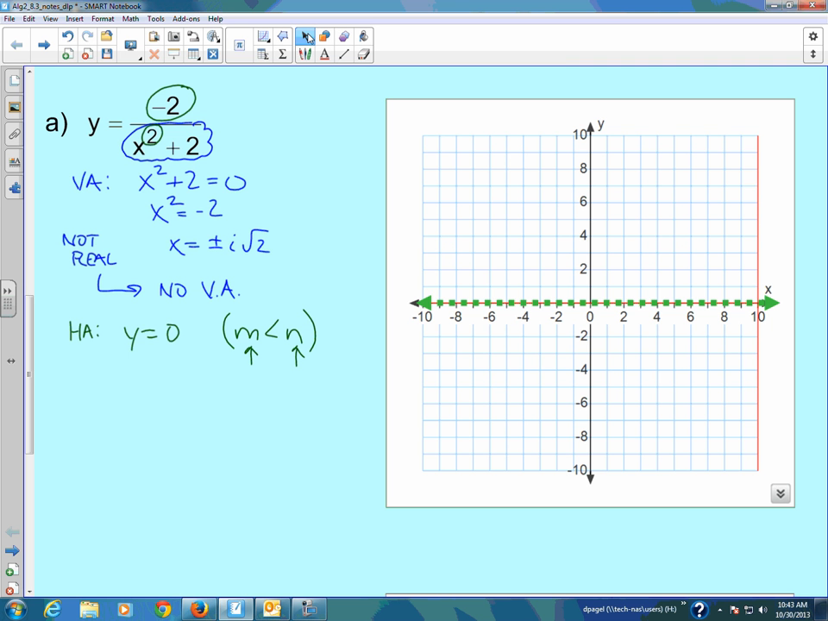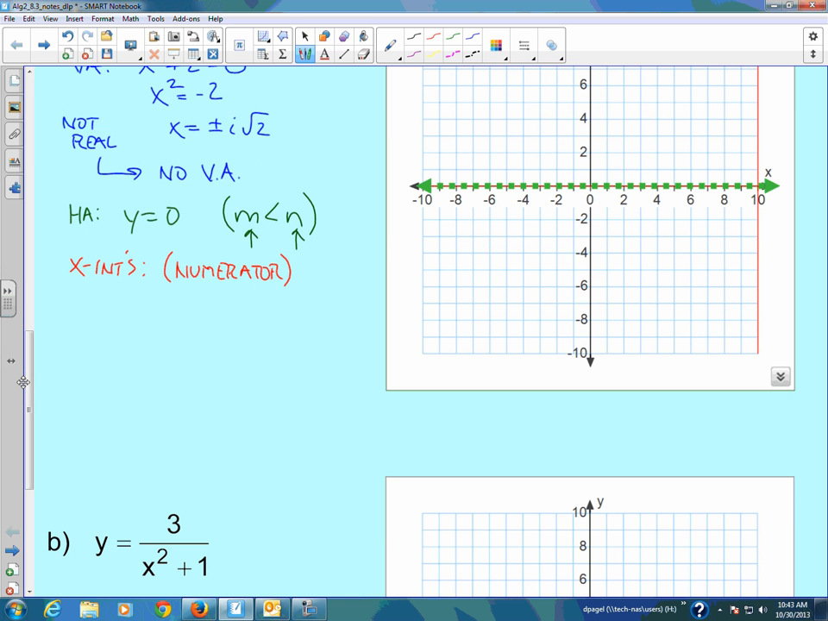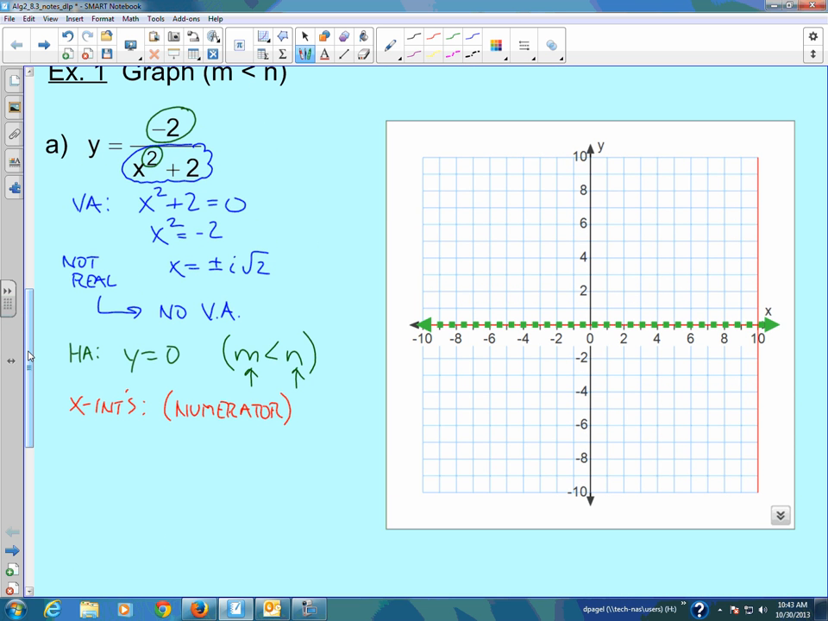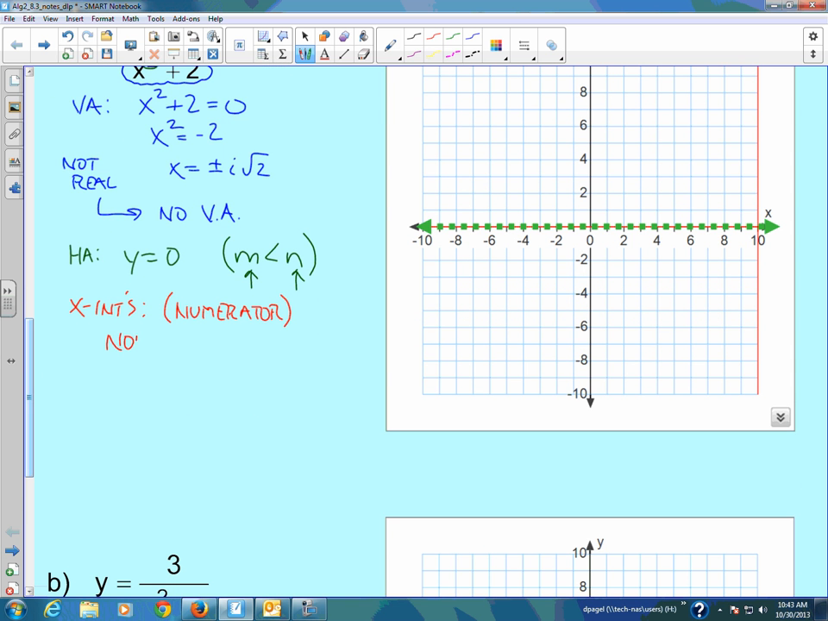And now the next thing we would typically do is look for x-intercepts. Now that's new for us. We haven't talked about that as of yet. Where I find the x-intercepts is up in the numerator. Like we set the denominator equal to 0 to find vertical asymptotes, we set the numerator equal to 0 to find x-intercepts. However, in this problem, our numerator is a constant. So there is no variable, which means there are no x-intercepts for this example.